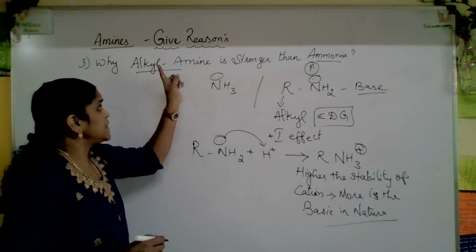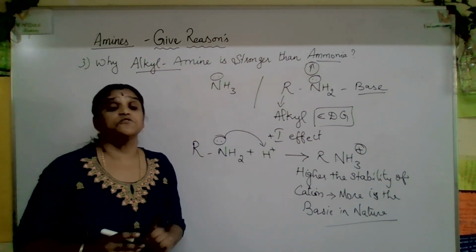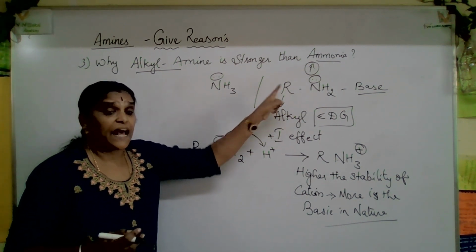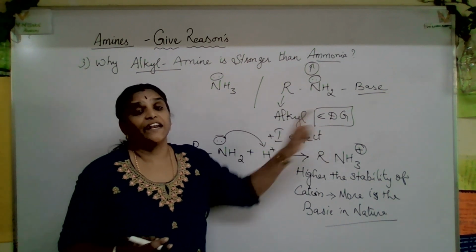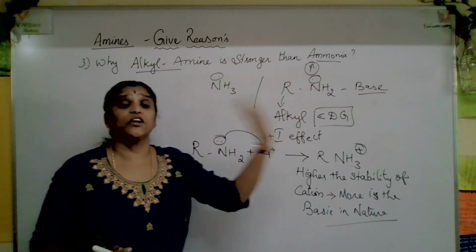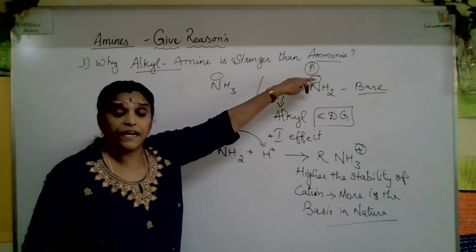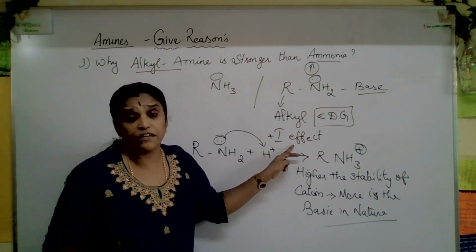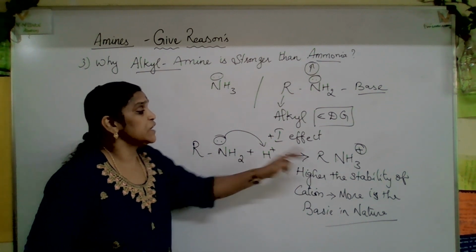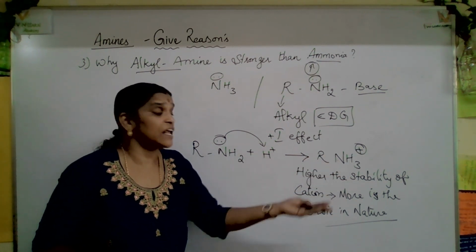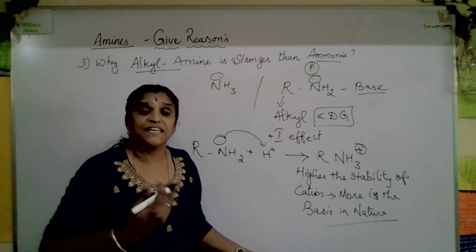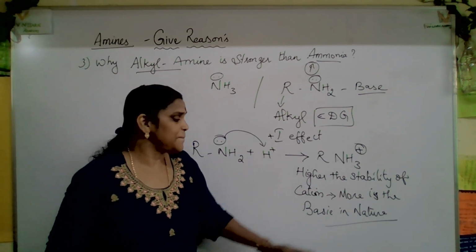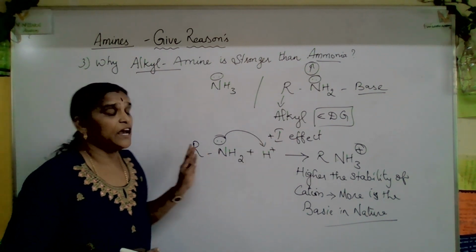Why is alkyl amine stronger than ammonia? Because it is attached to an electron donating group, so the electron density increases and it is ready to donate the electron, as the plus I effect is taking place. Moreover, it forms a cation, so the basic character increases. Higher the stability of cation, more is the basic nature. Hope you're clear with it.